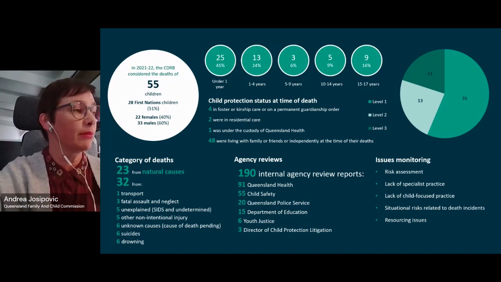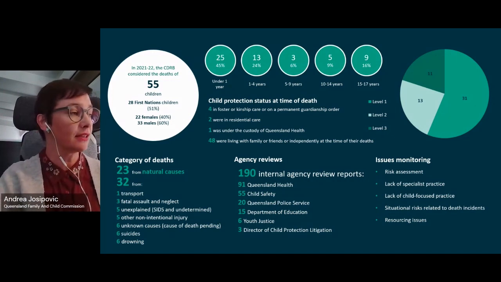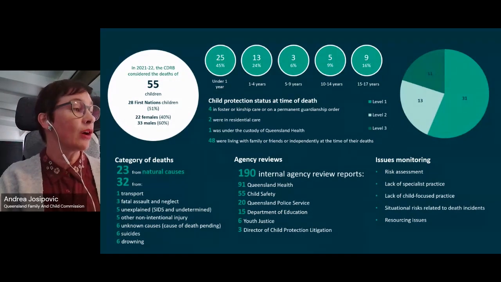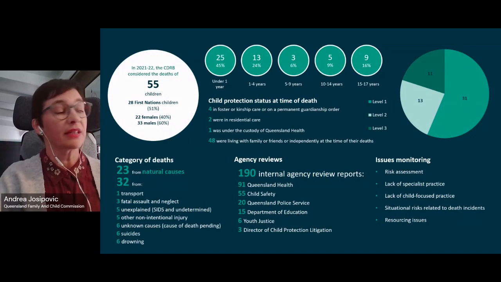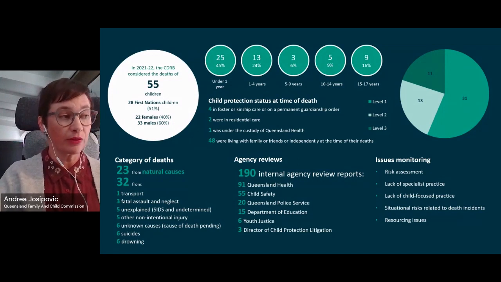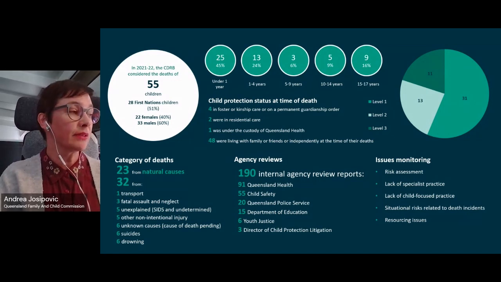So for those children and young people who had child systems intervention 12 months prior to their death: transport, fatal assault and neglect, 5 were unexplained. So that is sudden infant death syndrome and undetermined at the point of their death. I just want to say sometimes that does get determined later on, but we talk about unexplained at the point of review. Unknown causes, same thing. Cause of death pending, not the same thing per se, but for us at the point of review, there is a strong possibility that it gets determined after the point of review. 6 suicides, and then 6 drowning accidents.